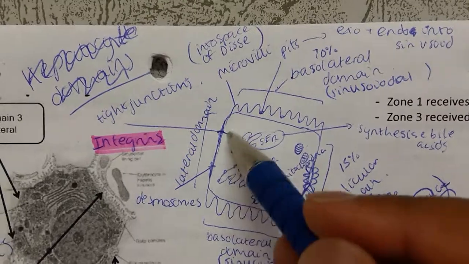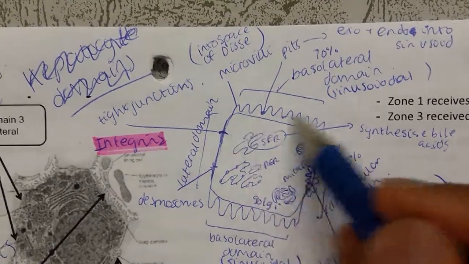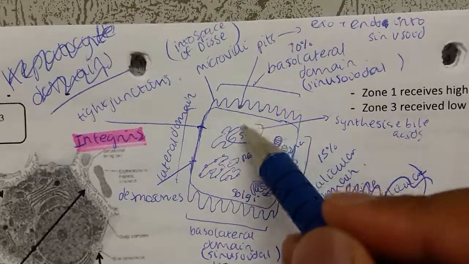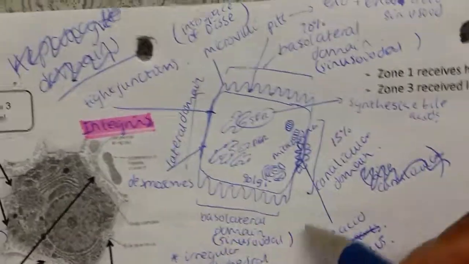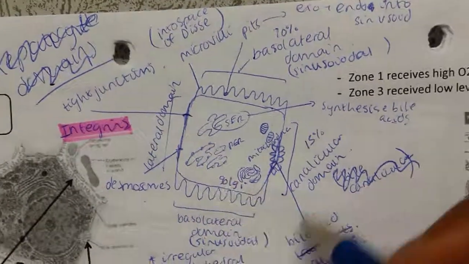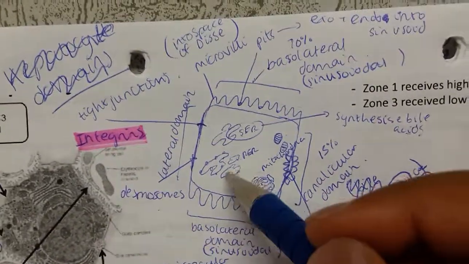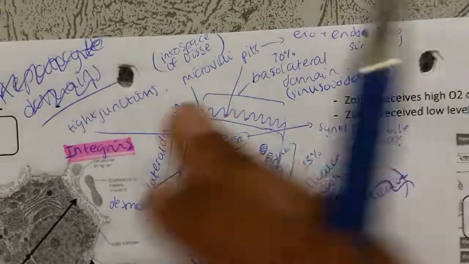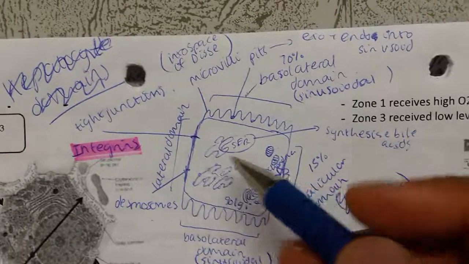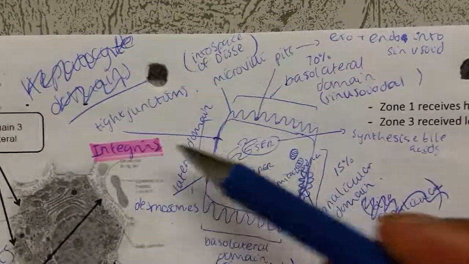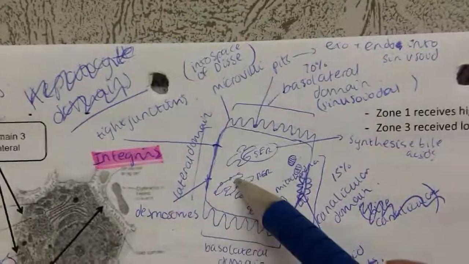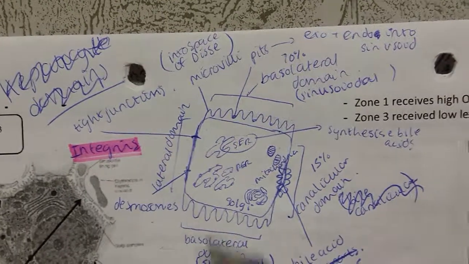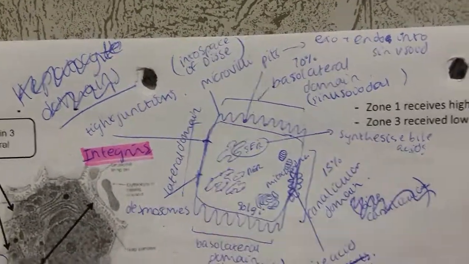They're also polarized in that they have different domains. There's essentially three different domains or sides. There's the sinusoidal domain, which leads into the sinusoid, which is for the blood flow, either side, blood flow from the hepatic artery and portal vein to the central vein. Then you've got the lateral domains, which is between, so this cell will be repeated alongside. They're held together by tight junctions and desmosomes, with integrins being proteins that hold them together. This is the lateral domain.